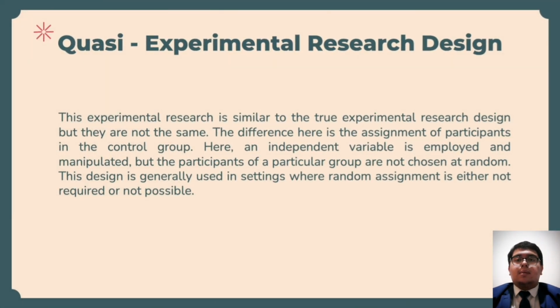Next is the quasi-experimental research design. This experimental research is similar to the true experimental research design, but they are not the same. The difference here is the assignment of participants in the control group. Here, an independent variable is employed and manipulated, but the participants of a particular group are not chosen at random. This design is generally used in settings where random assignment is either not required or not possible.